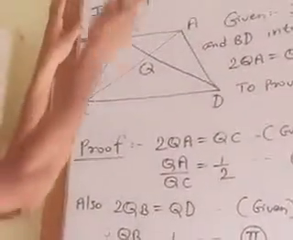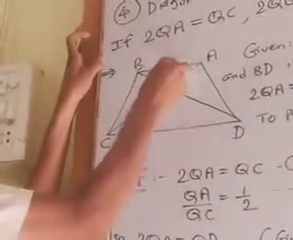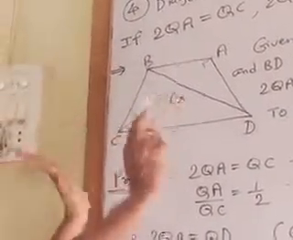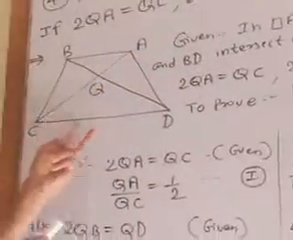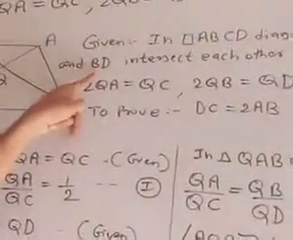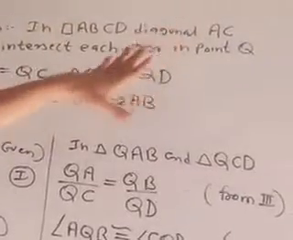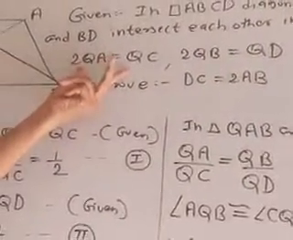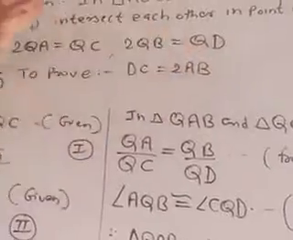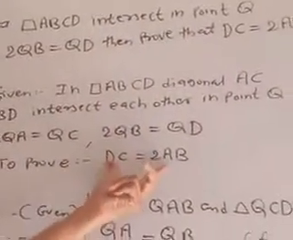That is not given. I take some example of that type of exercise. There a trapezium is given, so I take the alternate angles. But here there are no alternate angles because this is not parallel to this. Only a quadrilateral ABCD is given. Diagonals AC and BD intersect each other at point Q. 2QA equals QC, 2QB equals QD. That is given. To prove DC equals 2AB.